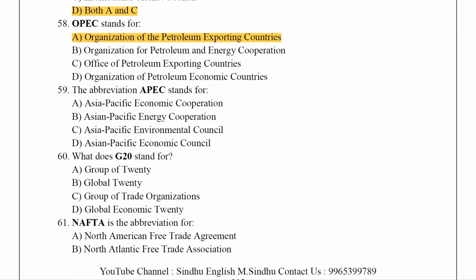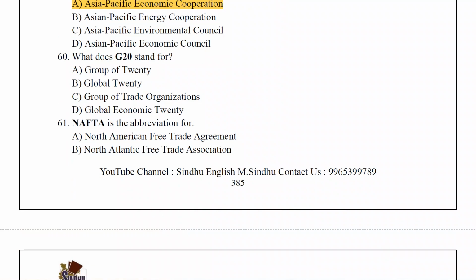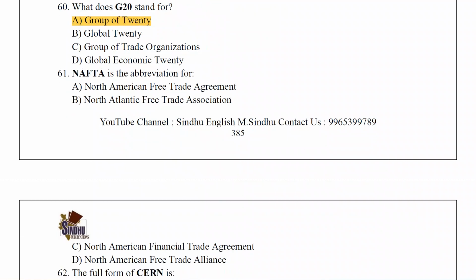The abbreviation APEC stands for Asia Pacific Economic Cooperation. What does G20 stand for? A group of 20. NAFTA is the abbreviation for North American Free Trade Agreement. NAFTA, North American Free Trade Agreement.